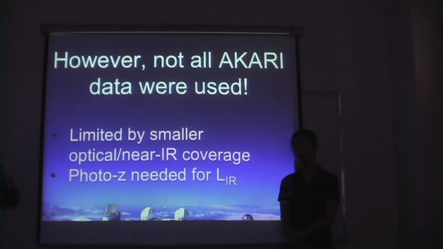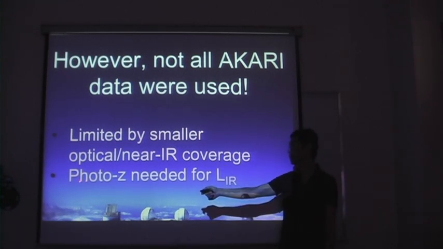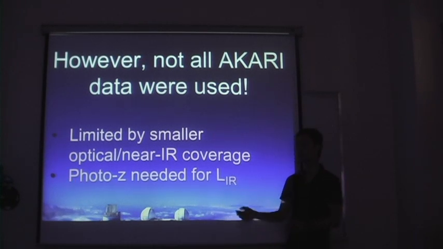Because we had optical near-infrared coverage in a much smaller 40% of the area, we were only able to use that area for our previous work. And this optical near-infrared coverage is needed to calculate accurate photometric redshift, which is needed to compute the infrared luminosity of individual galaxies.